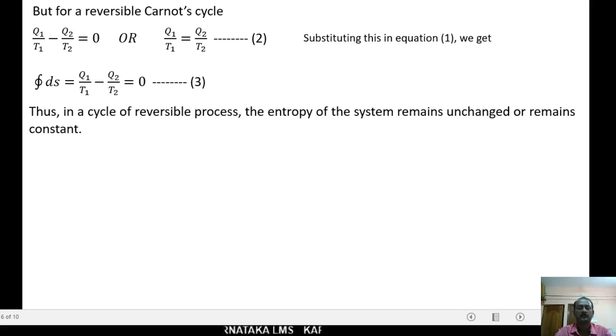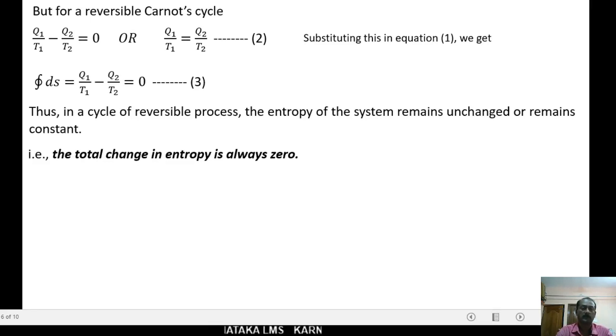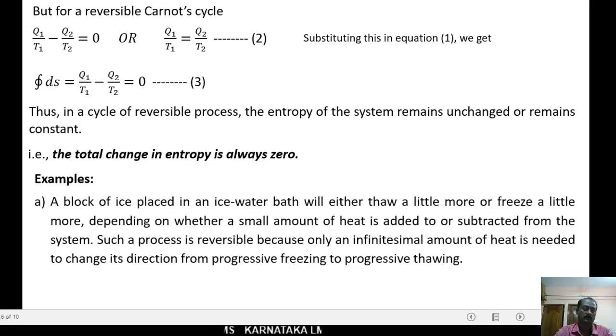That means it remains constant. Entropy always remains constant in reversible process. That is, the total change in entropy is always 0. This is the case of reversible process. Let us see the examples.